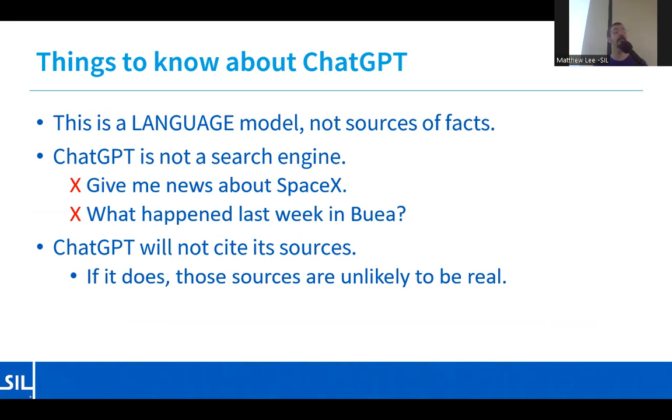ChatGPT will not cite its sources because it is trying very hard not to generate copyrighted material or material based on the copyright. It's trying to generate something new based on the questions that you give it and what it has seen before. And if you ask it to give sources, it will give you sources that do not exist. So this is not the tool you're going to use to write a paper.